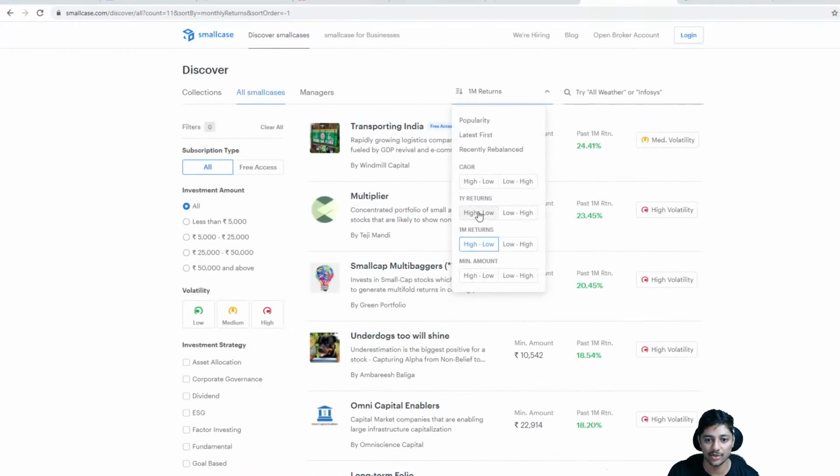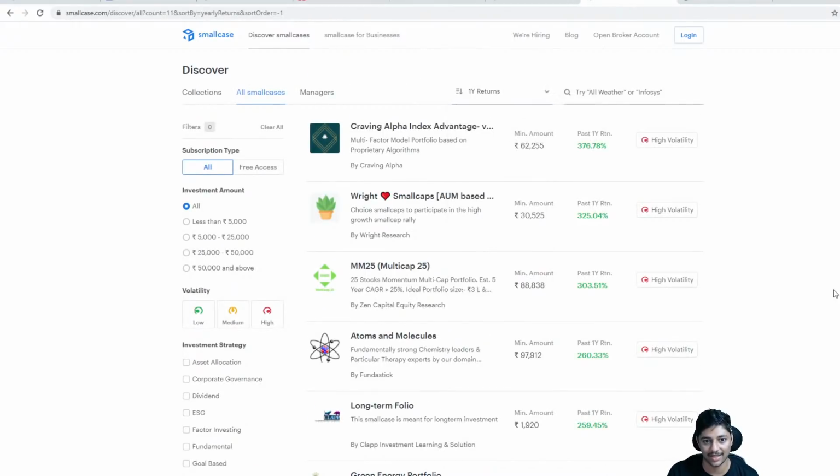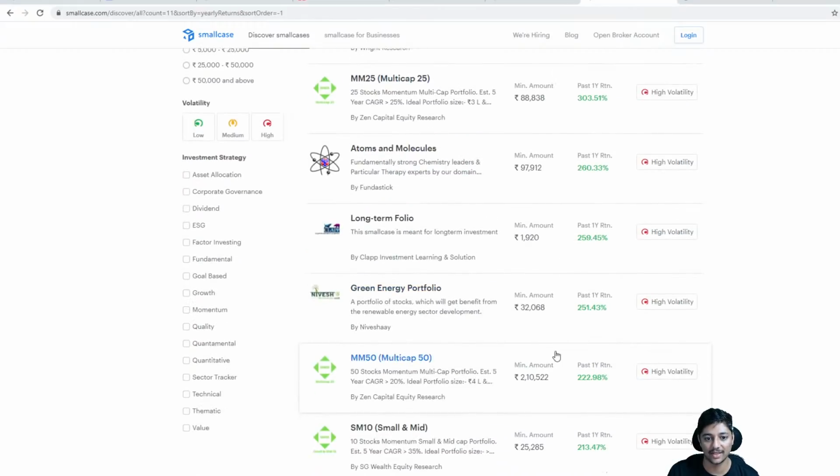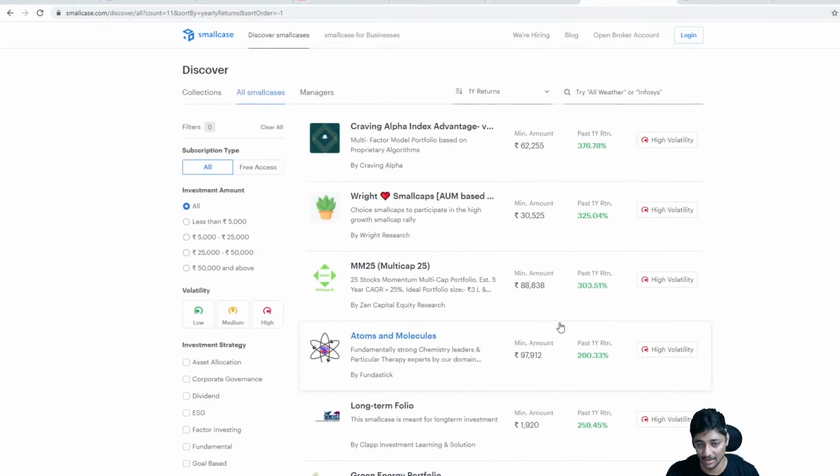Sometimes, instead of 1 month returns, I check 1 year returns also. So I get some of these like this. Understood? See, look at this 1 year return, 376 on a fund, right? But again, don't worry. I have gone through all of this by myself, and let me tell you some good ones about this as well.